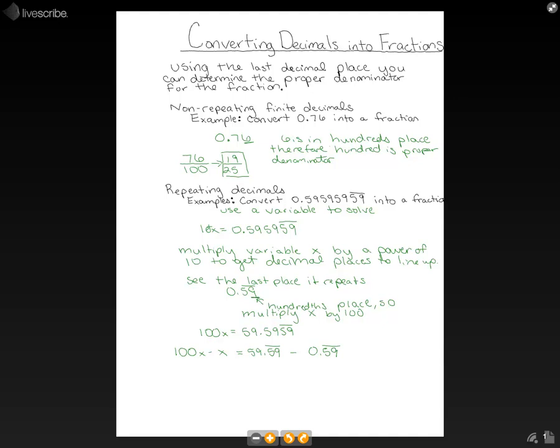You can see that when we do this, we're just going to be left with 59 because our repeating portions are going to cancel themselves out. So we'll get 99x equals 59. This is something we can solve for x now. We can see that x is going to be equal to 59 divided by 99, which is our fraction. And if we see back up to the beginning, x equals our repeating decimal. So we found that x equals 59 over 99, and we know that is our proper fraction for that repeating decimal.